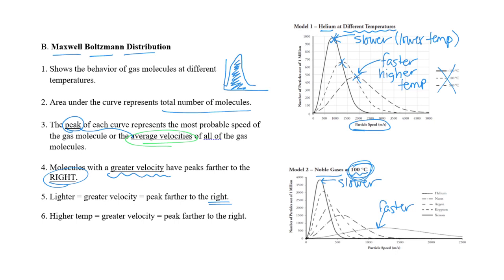So this graph is showing all of our noble gases. Helium is the lightest, so that means it's going to be moving the fastest. So that's going to be represented by my peak that's farthest to the right. Xenon is my heaviest, so it's going to be represented by the peak that's farthest to the left. So the main thing you need to know is faster things have peaks farther to the right and slower things have peaks farther to the left.